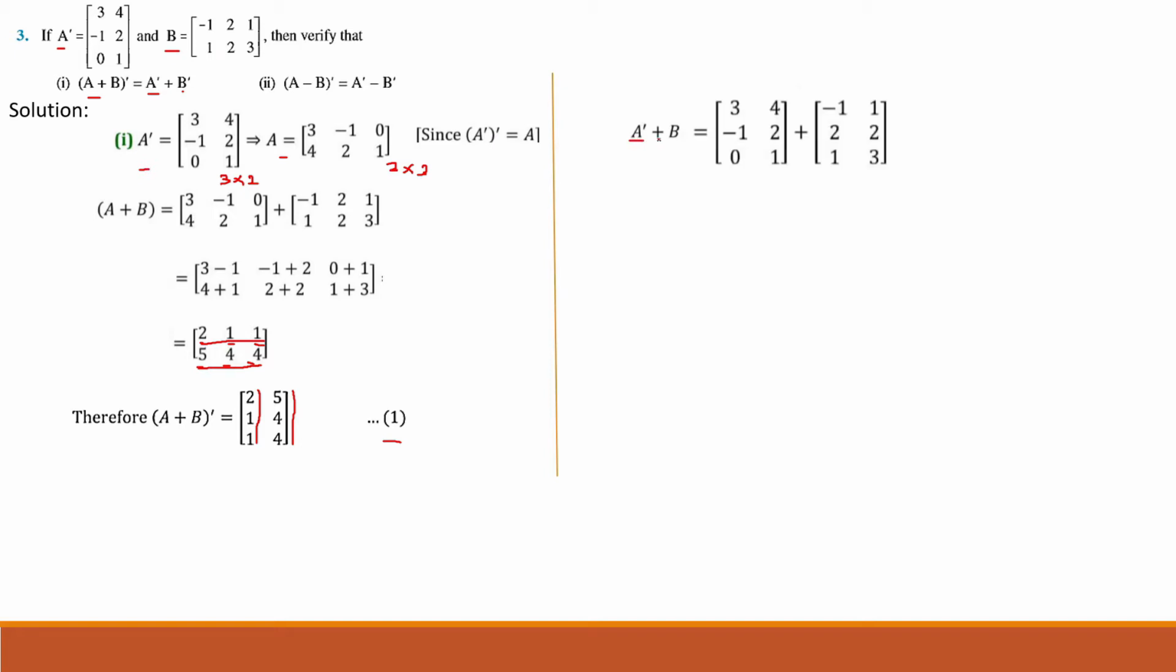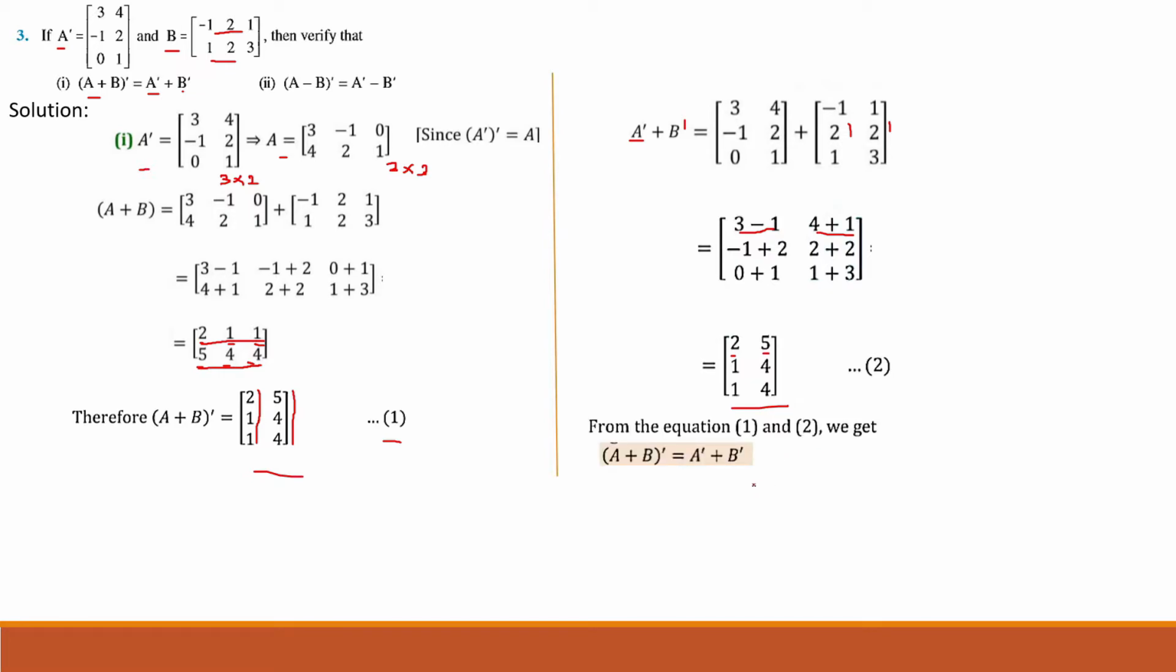Now here in the question A dash is given to us. We have to just take B dash, which means the 2 rows here will become 2 columns. And after adding these two matrices, we get the answer as 3, minus 1, 2, 4 plus 1, 5, and the same for the second row and third row. So after comparing equation 1 and 2, we can clearly see that both these matrices are equal. Therefore, A plus B the whole transpose is equal to A transpose plus B transpose.